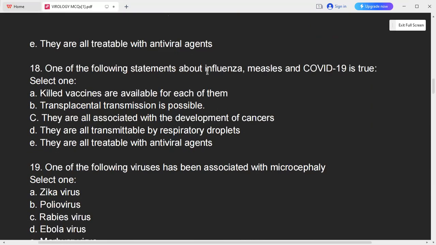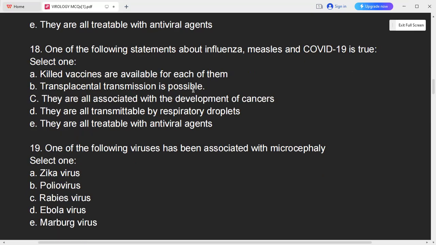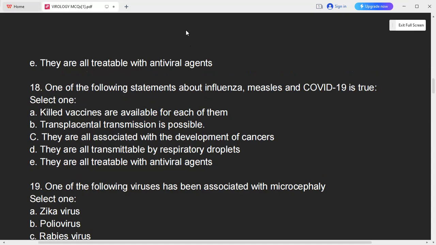Okay, good. One of the following statements about influenza, measles, and COVID-19 is true. Select one. All transmissible by respiratory droplets. Good. So if you were to eliminate, vaccines are available for each of them? We know that measles has a live attenuated vaccine. Transplacental transmission is possible? For COVID, there have not been any cases of transplacental transmission. Measles, rare cases. They are all associated with development of cancers? None of these cause any cancers. They are all treatable by antiviral agents? We know measles has no antiviral therapy.